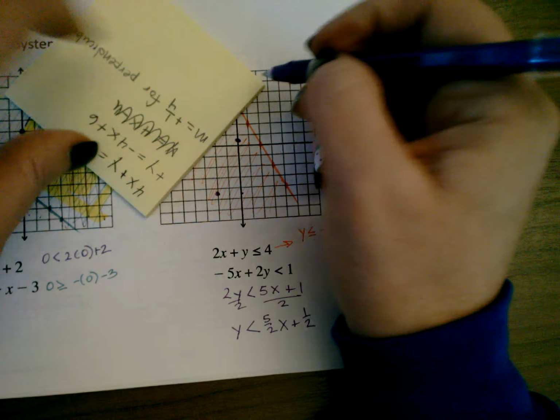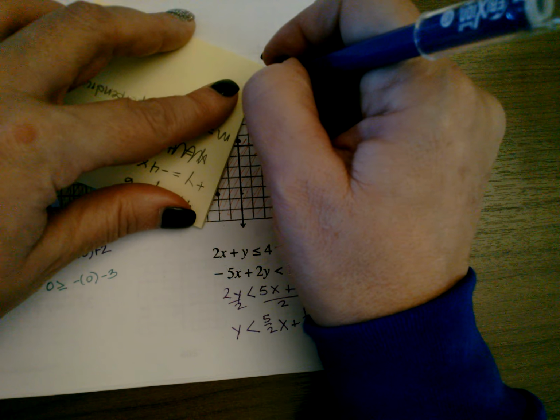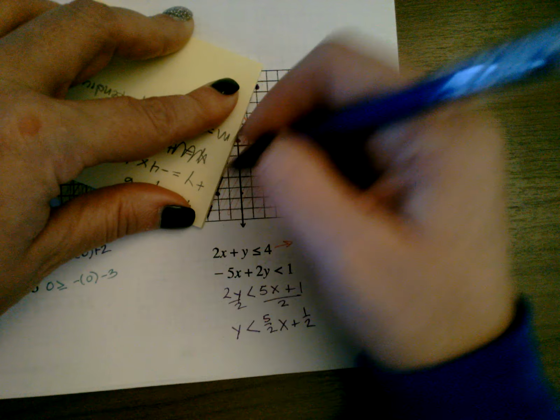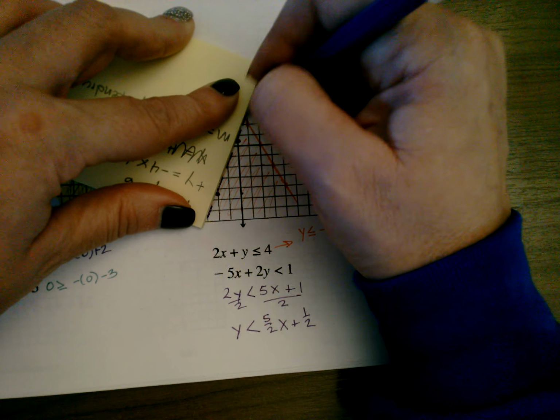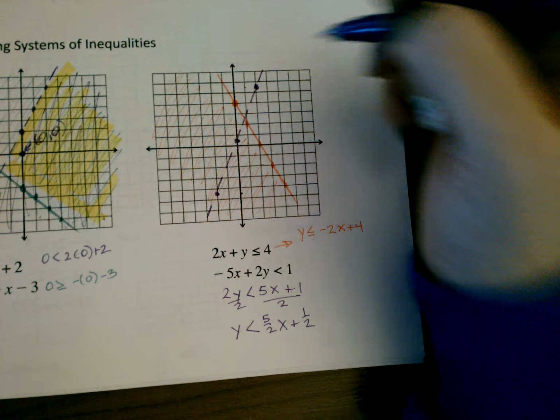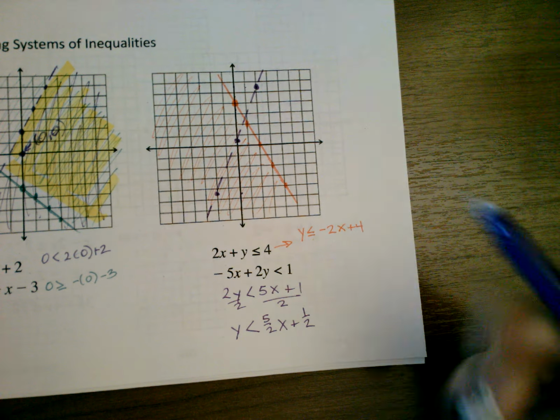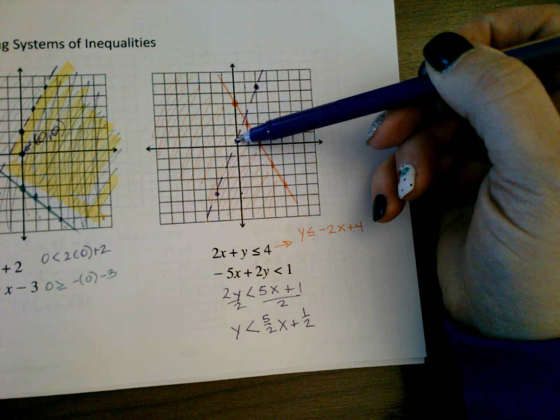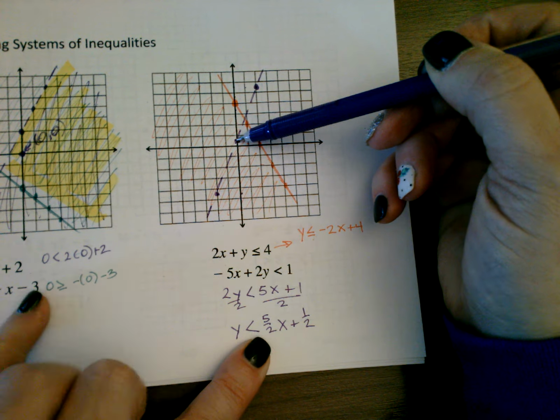This is only less than, so I need to have a dashed line. So I'm going to make it very obvious that my line is dashed. Putting my pencil at the y-intercept, I need all y's less than that. That would be to the right of my dash line.